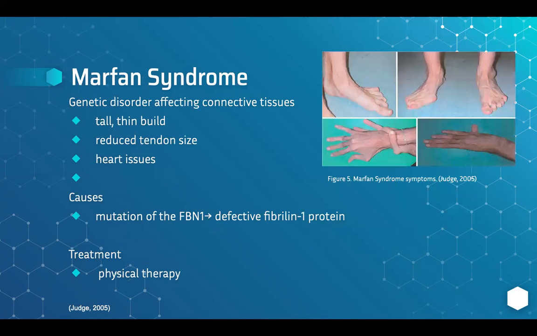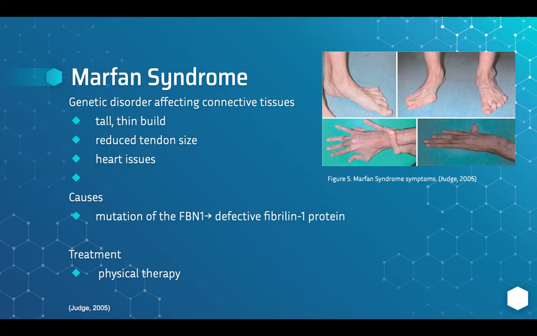And another condition involving tendon is Marfan syndrome. It is a very rare inherited systemic disorder affecting the body's connective tissues, including tendons. So patients usually exhibit a range of symptoms depending on which part of the body is affected. It can include a tall, thin build with long arms, legs, fingers and toes, flexible joints, and flat feet, as shown by this figure right here. Heart issues such as heart murmurs and aortic bulging could also take place.